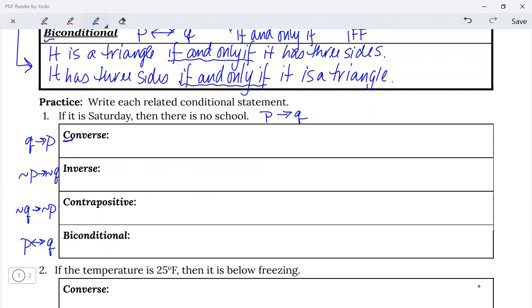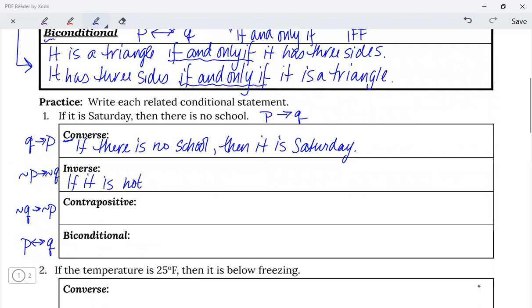So converse, switch your order. So if there is no school, then it is Saturday. Alrighty, inverse. Again, take your original statement and throw a not in front of everything. So if it is not Saturday, then, wait a second, there is no school. What would be the negation, the opposite of that? Well, there is school. So there is school.